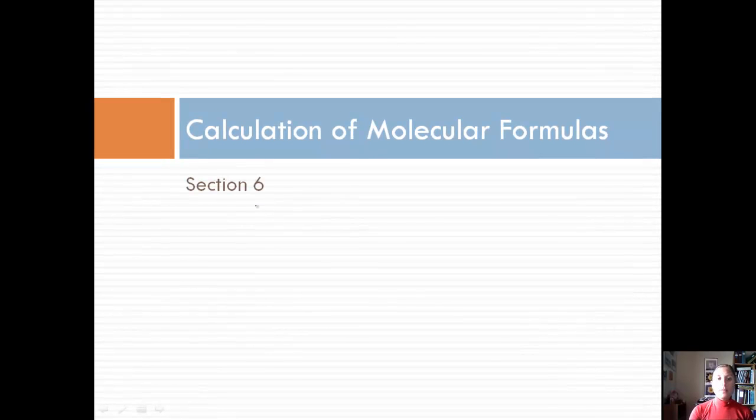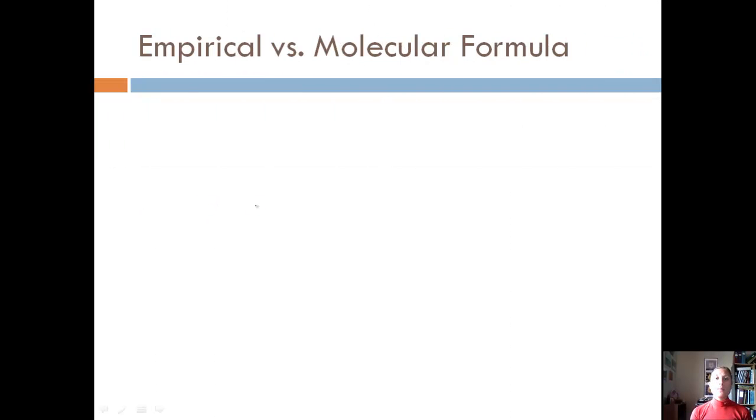So today we're going to talk about section 6, which is the last section of our chemical composition unit. We're going to talk about how to calculate molecular formulas. We've already talked a little bit about the difference between empirical and molecular formulas.